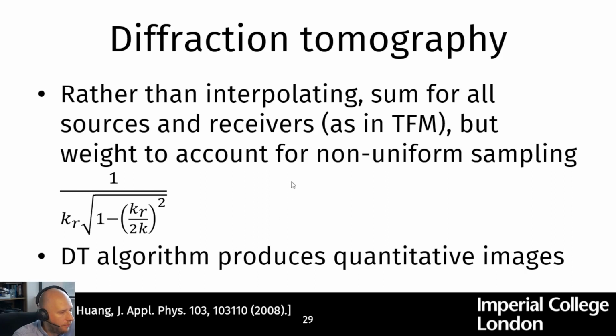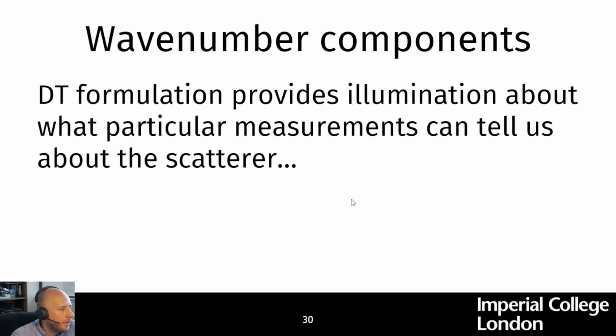Essentially you can convert it to a TFM image by incorporating this weighting term, and this will then lead to the diffraction tomography algorithm producing quantitative images. So a map of that object function which relates to velocity. If you remember from earlier on in the talk, the velocity is the thing that we're usually trying to get hold of.